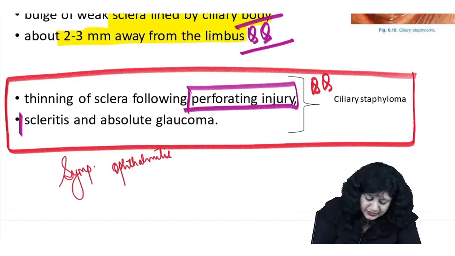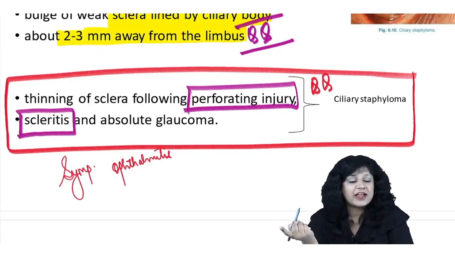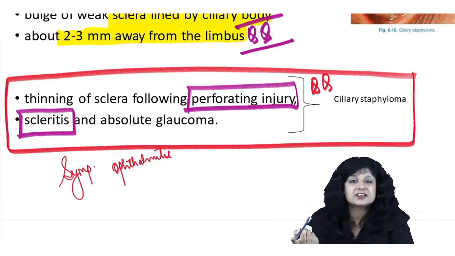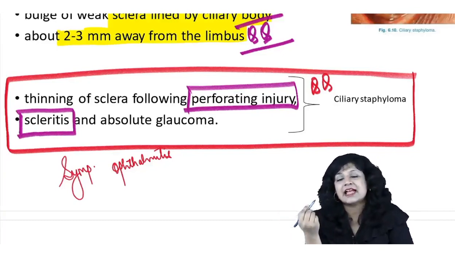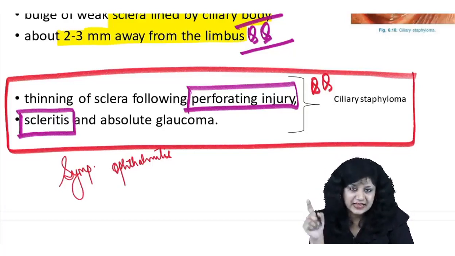Then the second important thing is scleritis. Now, in the video where I was discussing scleritis, I did tell you there that it is actually the ciliary staphyloma that I am getting in scleritis.